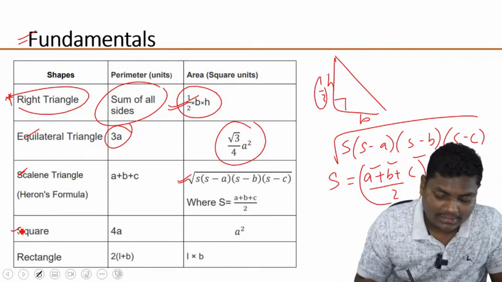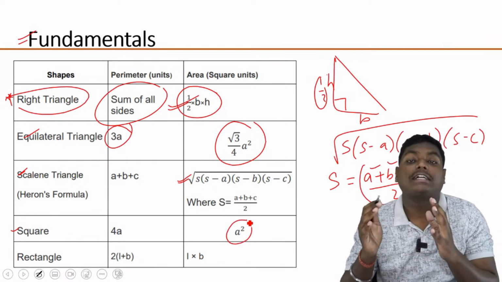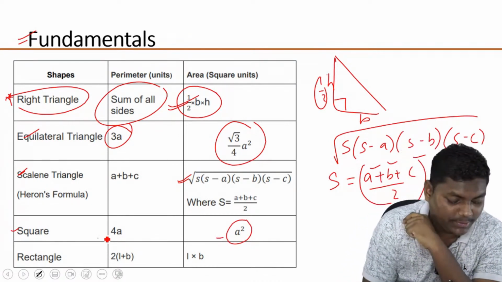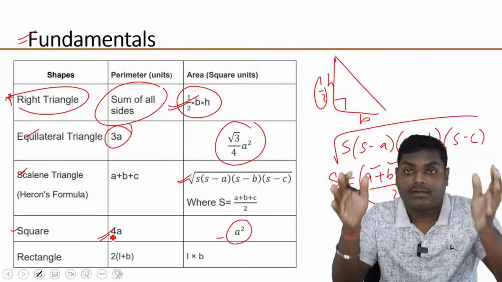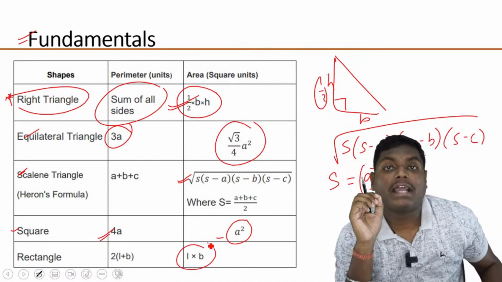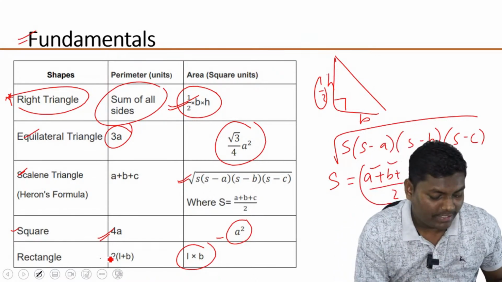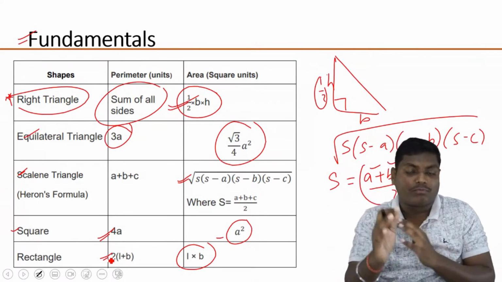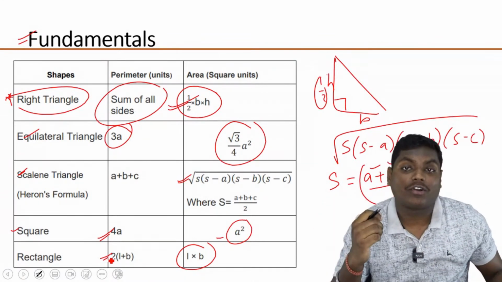Similarly, for the square, if we consider the side of a square to be a, the area is a square, and the perimeter will be 4a, the outer boundary. For a rectangle, the area is given by length into breadth, and the perimeter is given by 2 times (l plus b). I'm just quickly revising the formulas so that it will be easier for us to solve the questions.